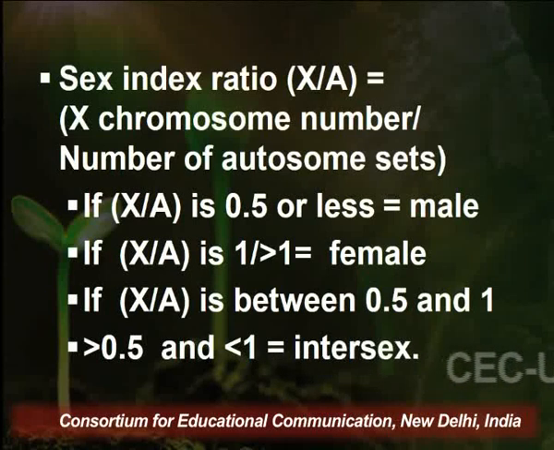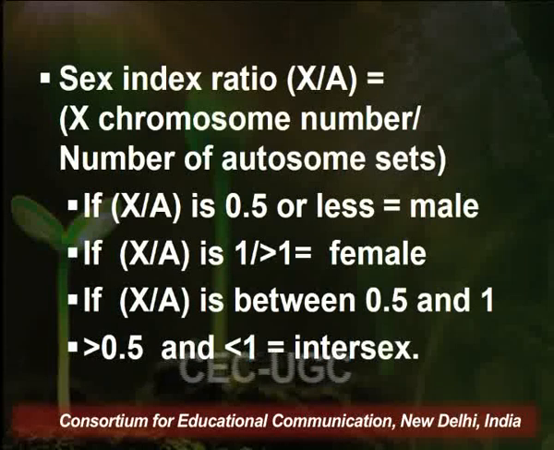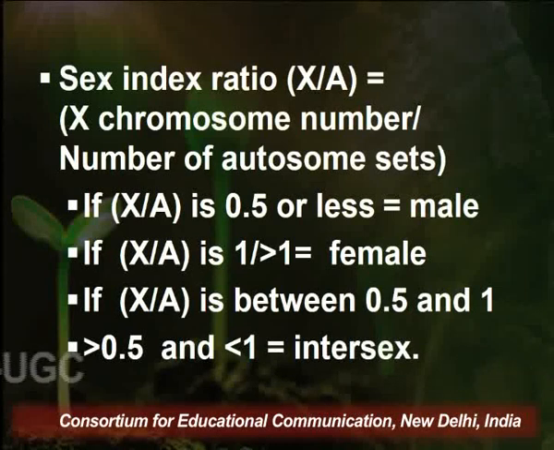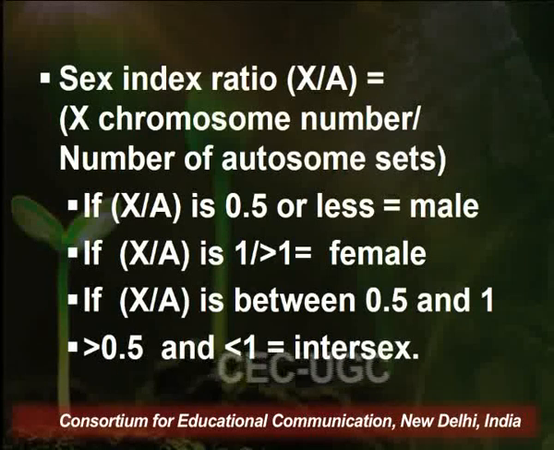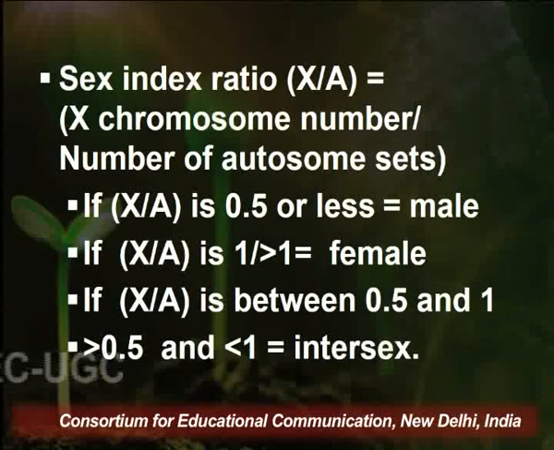If the ratio becomes, say, 1 or greater than 1, then it becomes a female. And you must have noticed in your books that if it is greater than 1, it could even be a super or a meta female. And finally, if the X by A ratio ranges between, that is, greater than 0.5 and less than 1, then it would mean that the individual would be an intersex.